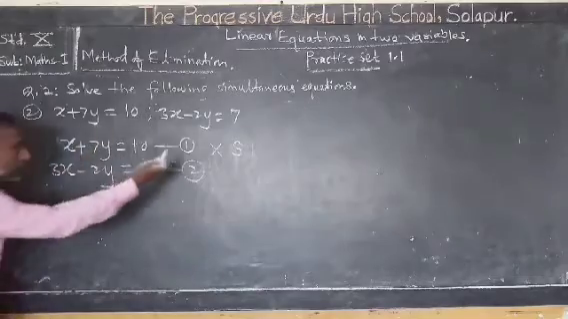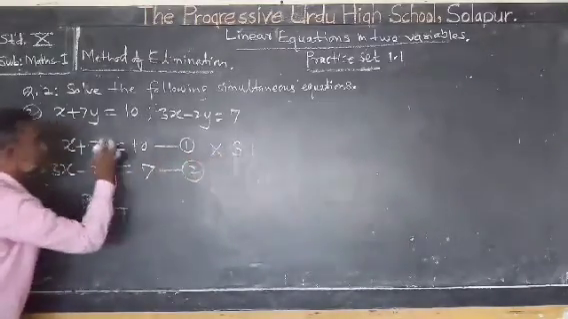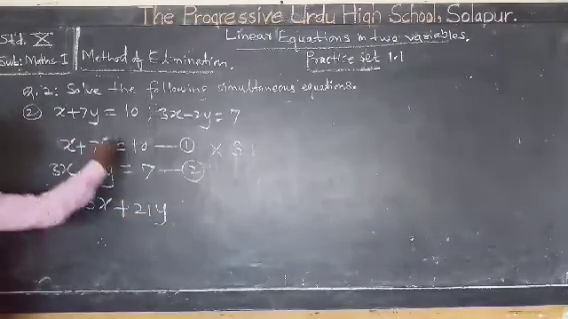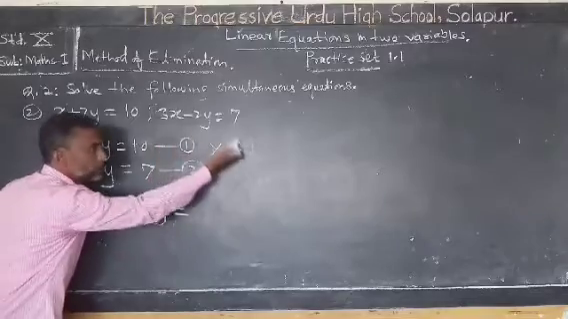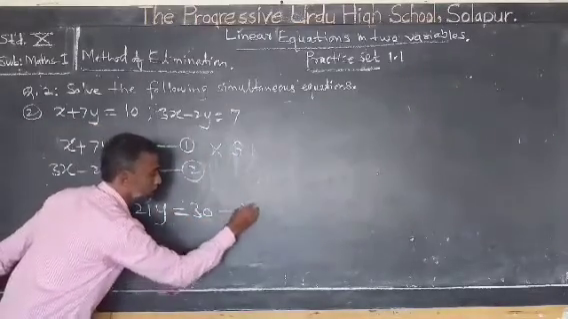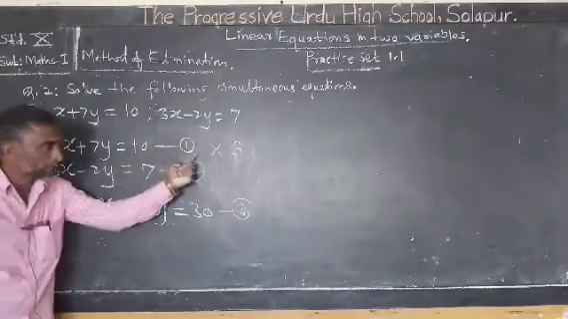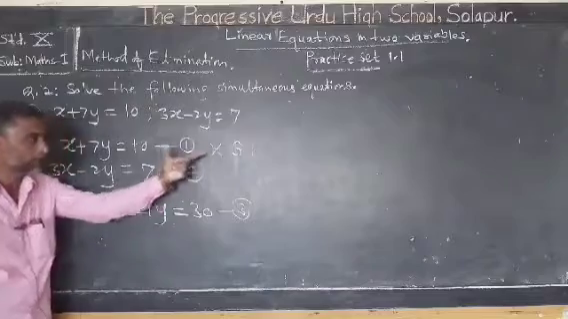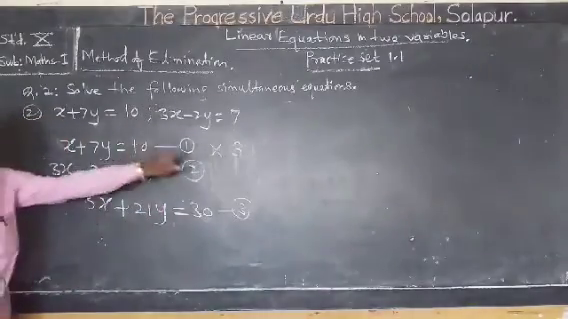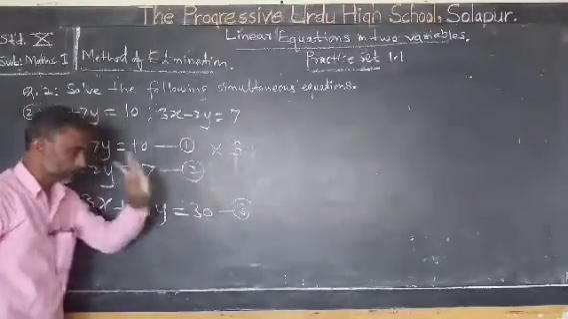So, I am going to multiply 3 into x, 3x plus 3 7s are 21 into y, 21y is equal to 10, 3 10s are 30. Write it as equation number 3. We have multiplied equation number 1 by 3. We will get this equation: 3x plus 21y is equal to 30.